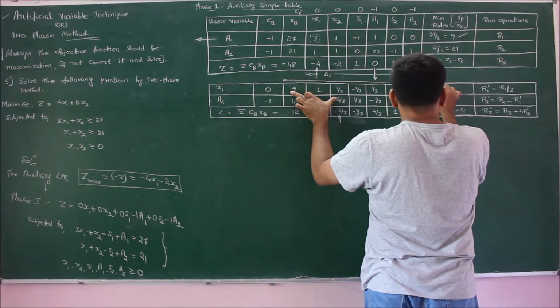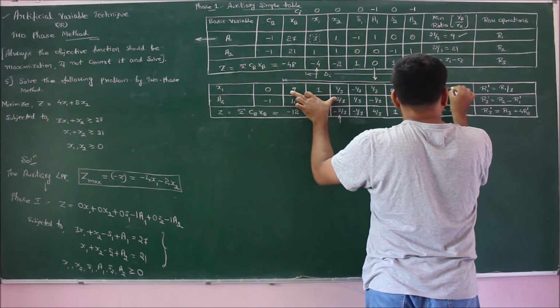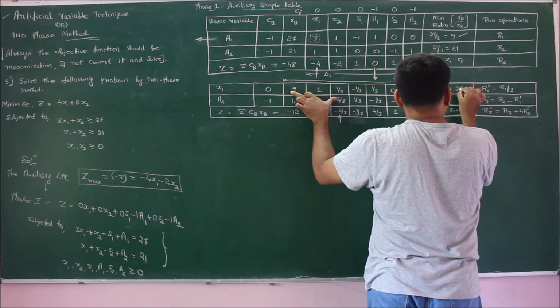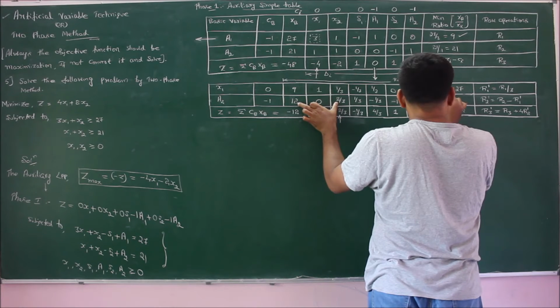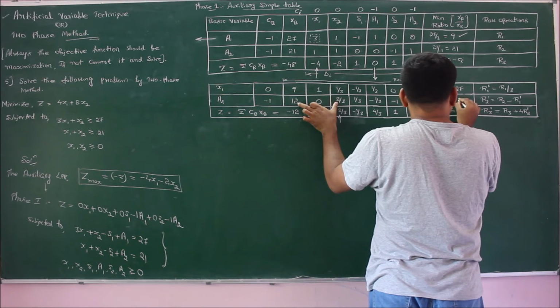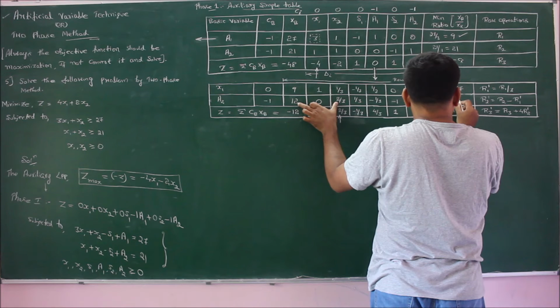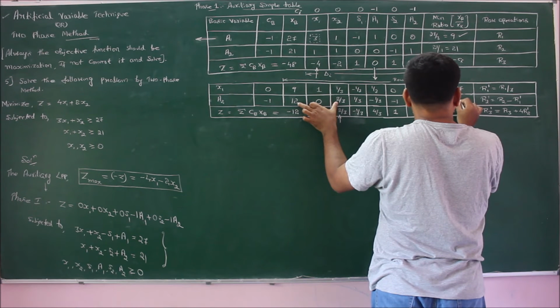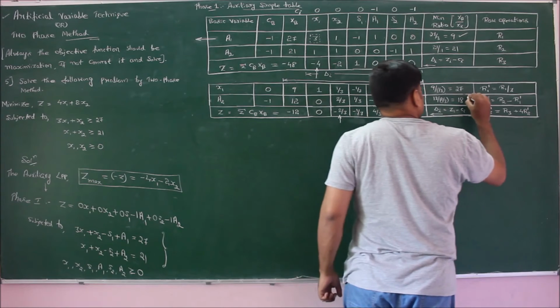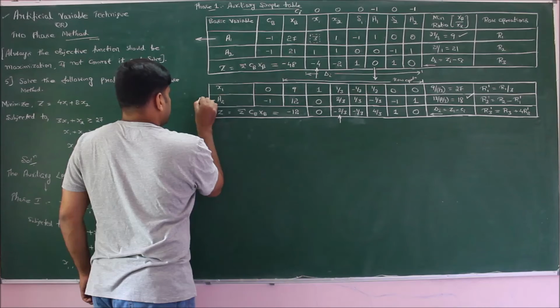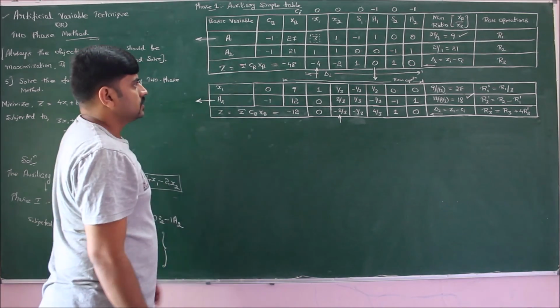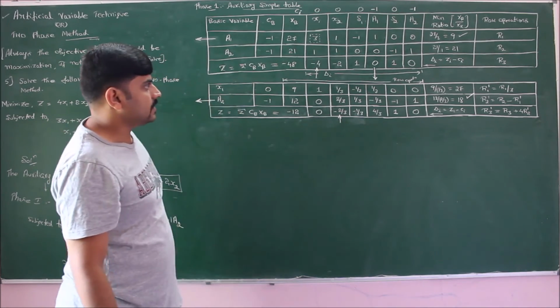9 divided by 1 by 3, which is equal to 27, and we have 12 divided by 2 by 3, which is equal to 36 by 2, which is nothing but 18. Among these two, 18 is the minimum, so therefore the outgoing vector is A2. So incoming vector is x2 and outgoing vector is A2.